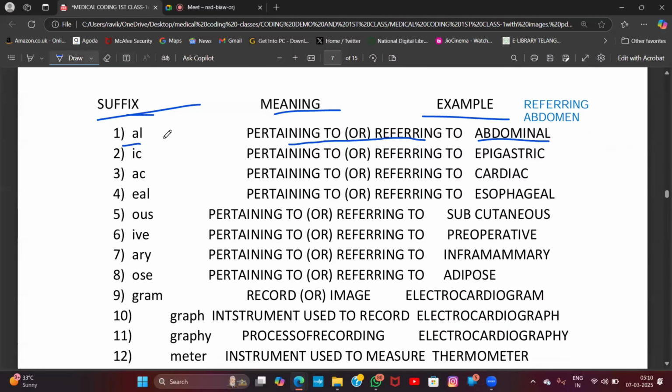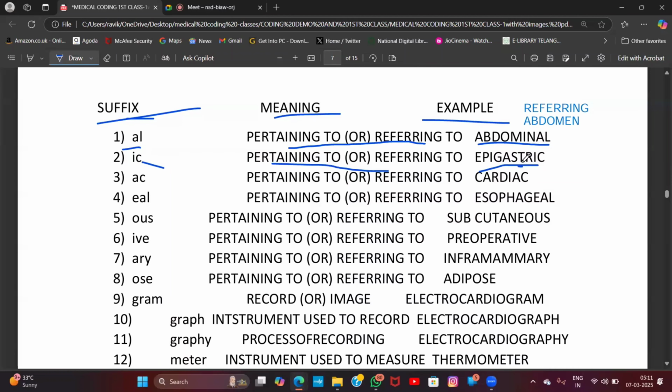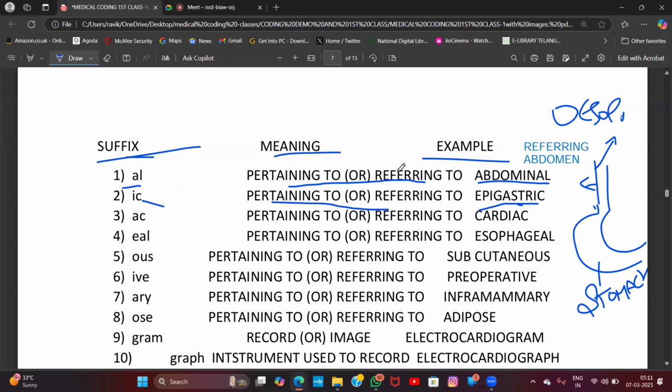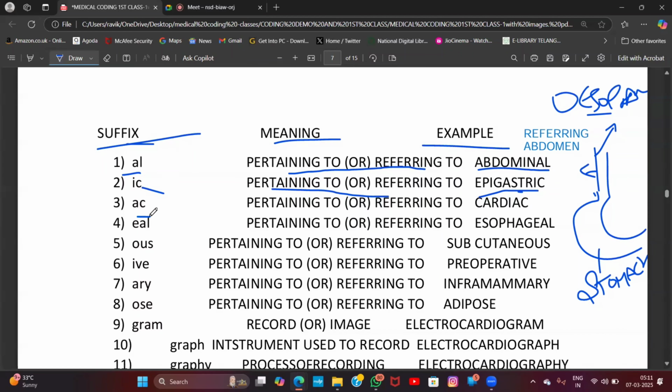The next one, -ic. -Ic is also the same, pertaining to or referring to. Epigastric: epi means above, gastro means stomach. Referring to above the stomach is called epigastric. If it is above the stomach, what will we have? The esophagus.